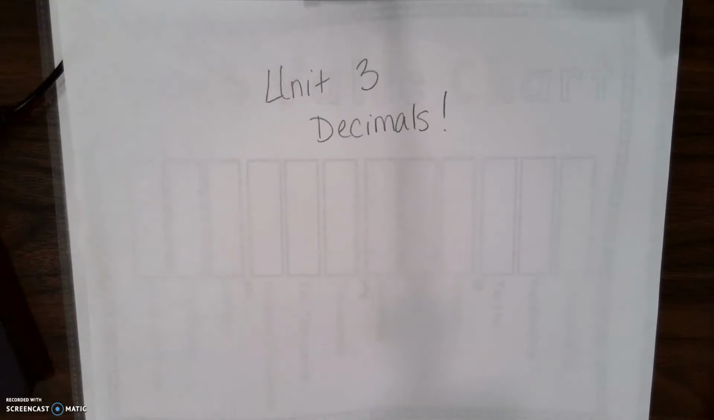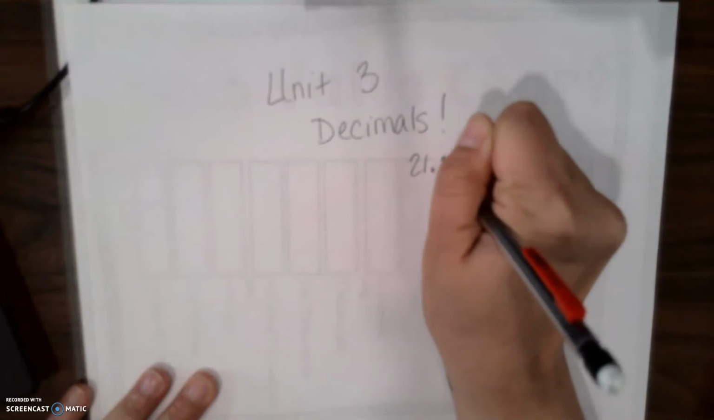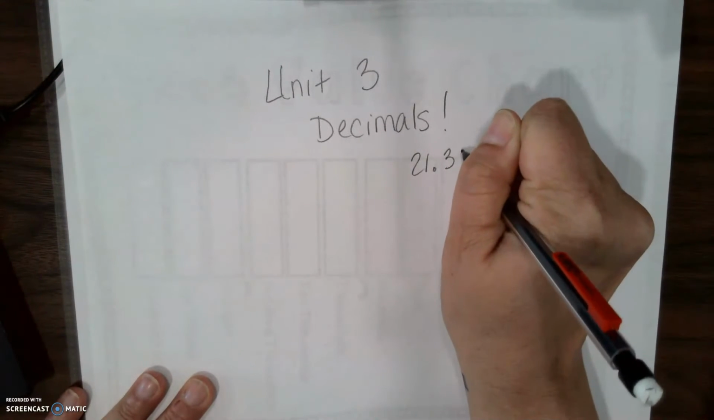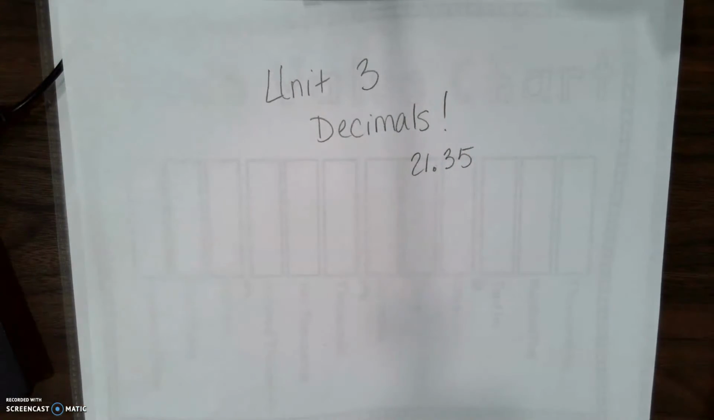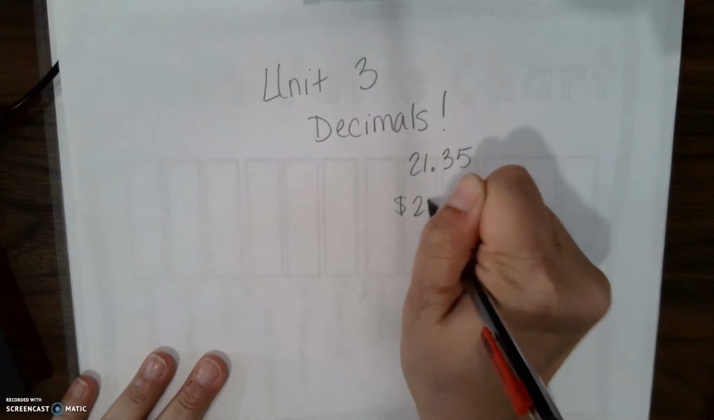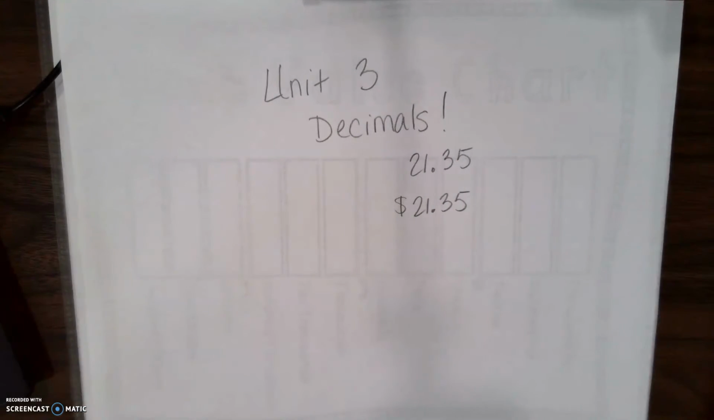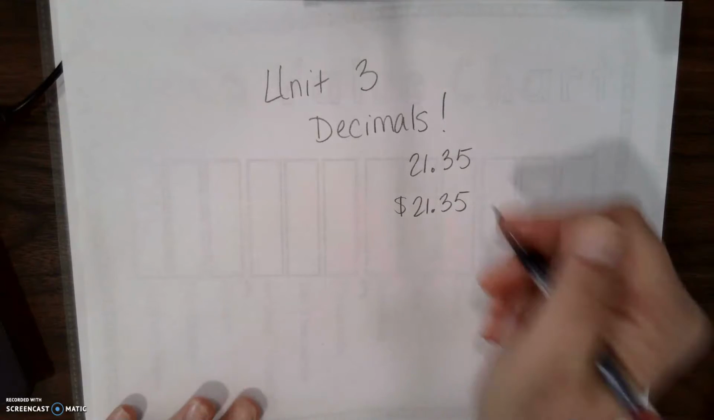When you think about the number 21 and 35 hundredths, that seems like a kind of scary number, right? But if you think about it as $21.35, you might think about it as the price of the t-shirt that you bought the other day. So it's not that big of a deal.